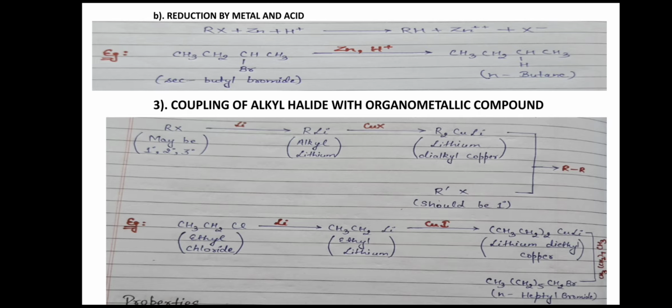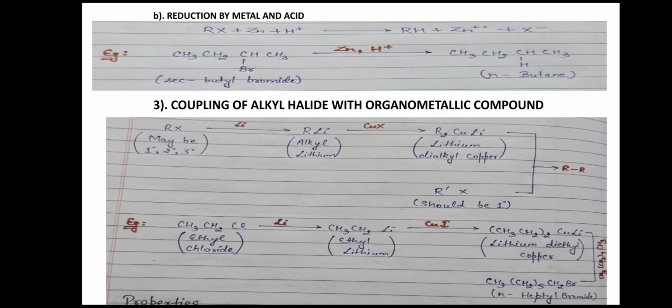Now the next method is to reduce the alkyl halide with the help of metal and acid. What we have to do is react the alkyl halide with metal and acid. For example, we have taken zinc and H plus, that is representing acid here, and we will get the alkane. For example, we have taken secondary butyl bromide. When we react it in the presence of zinc and H plus, we will get n-butane.